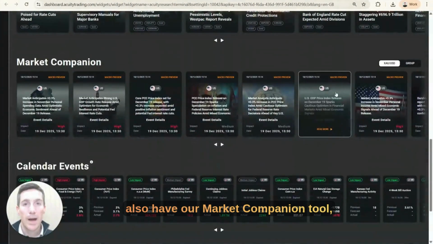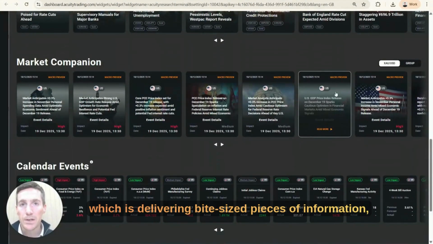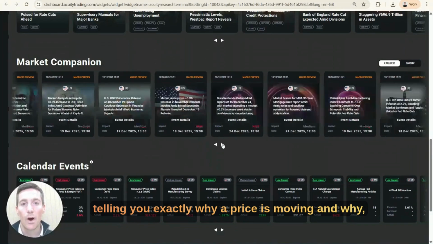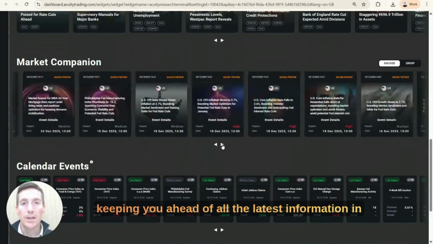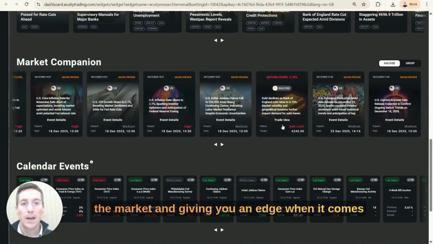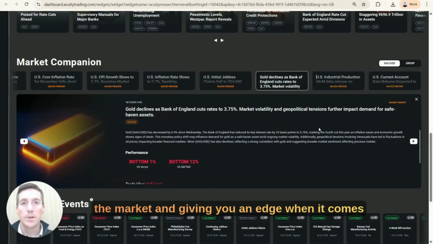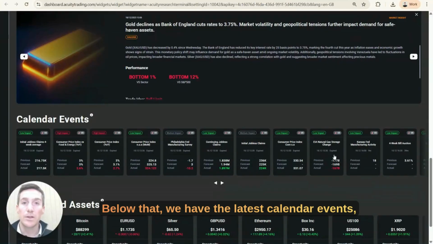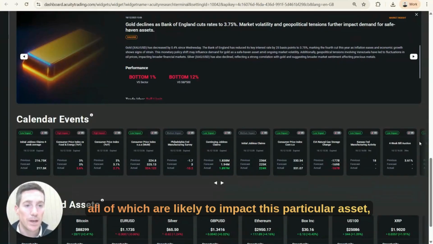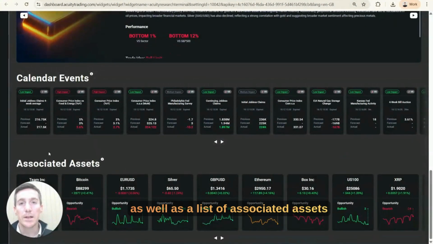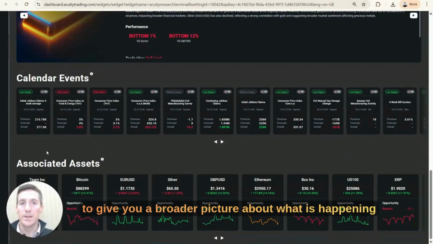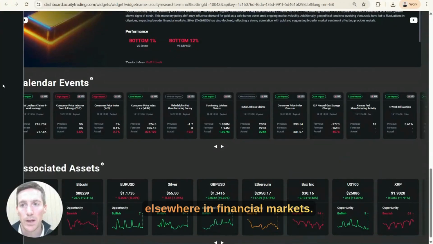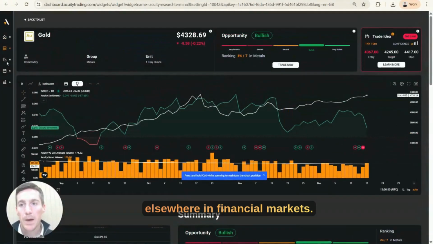We also have our market companion tool, which is delivering bite-sized pieces of information telling you exactly why a price is moving and why, keeping you ahead of all the latest information in the market and giving you an edge when it comes to trading. Below that, we have the latest calendar events, all of which are likely to impact this particular asset, as well as a list of associated assets to give you a broader picture about what is happening elsewhere in financial markets.